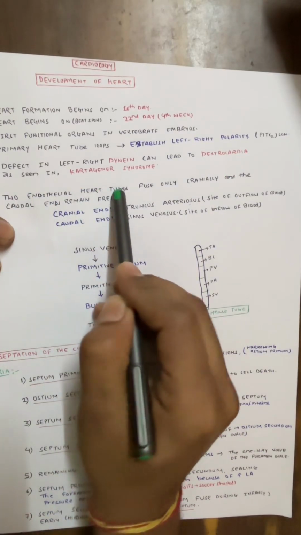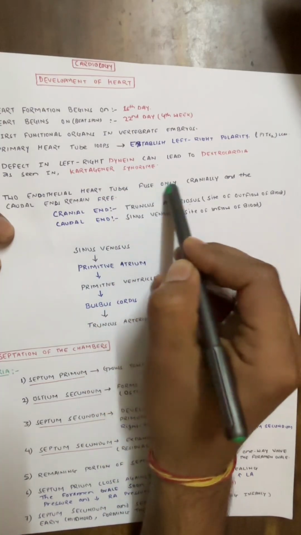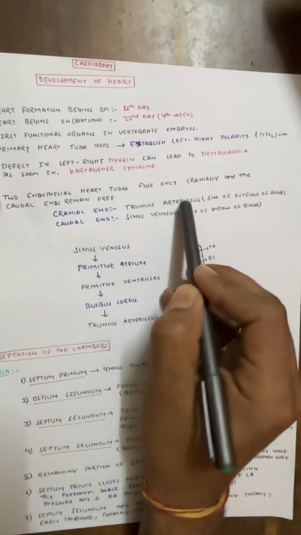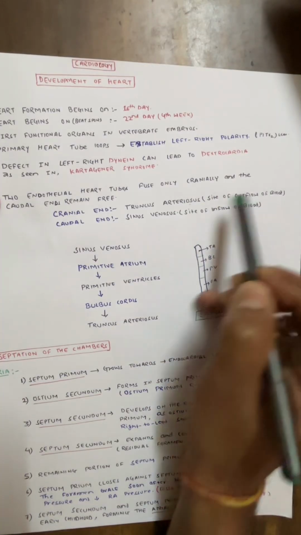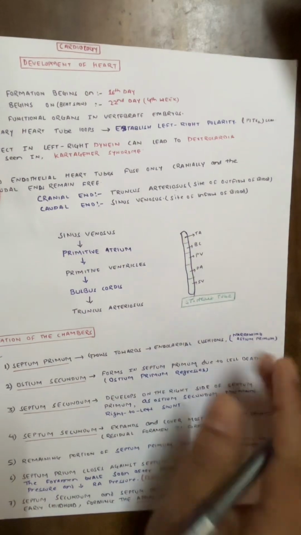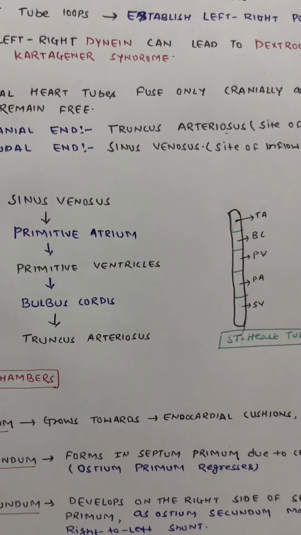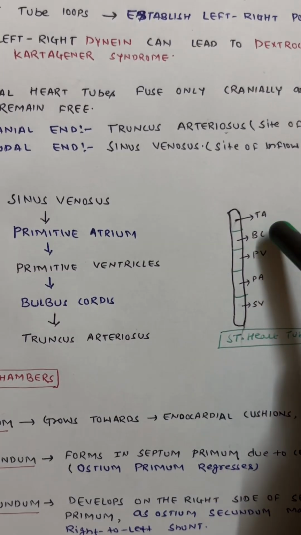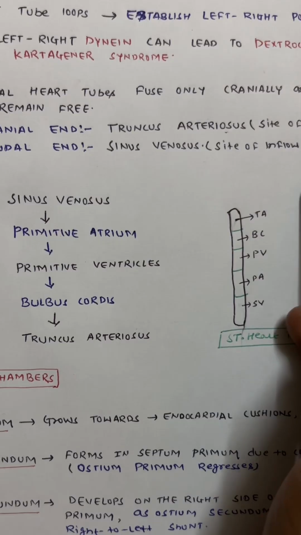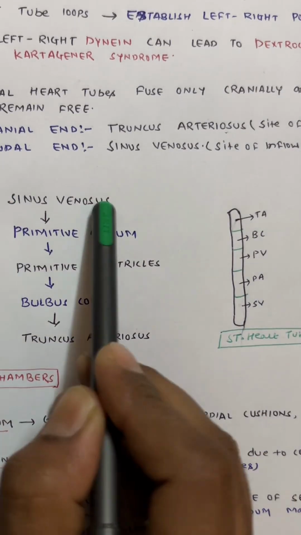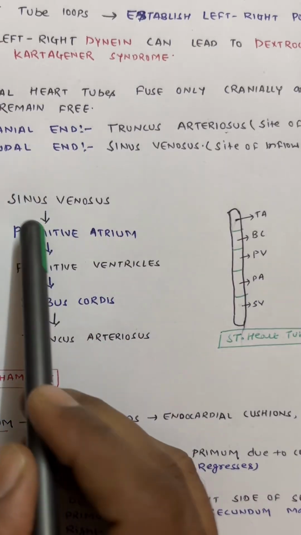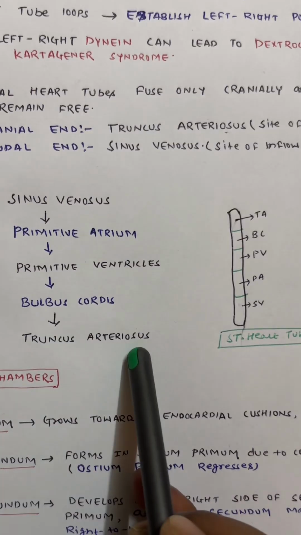Now the two endothelial heart tubes, as I have shown in the figure, fuse only cranially, and the caudal ends remain free, which is the sinus venosus. So the cranial end forms the truncus arteriosus, that is the outflow of blood, and the caudal end, the sinus venosus, forms the site of inflow of blood. Suppose this is a straight heart tube, then this is truncus arteriosus, bulbus cordis, primitive ventricle, primitive atrium, and sinus venosus. While looping, this part will go upside and this part will come downside. So that's why I have written sinus venosus, primitive atrium, primitive ventricle, bulbus cordis, and truncus arteriosus.